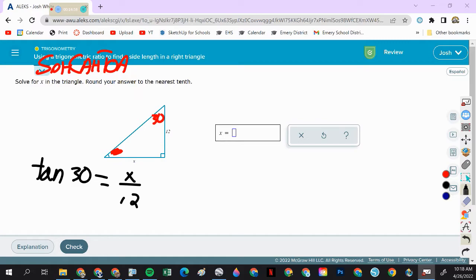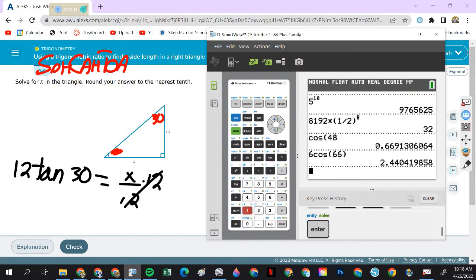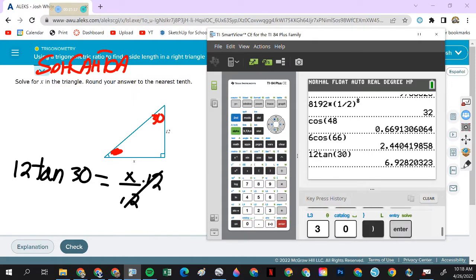How do I get the x by itself? Multiply by 12. So x is simply 12 tangent of 30. So if I type that into my calculator, 12 tangent of 30, then I get 6.928. Okay.